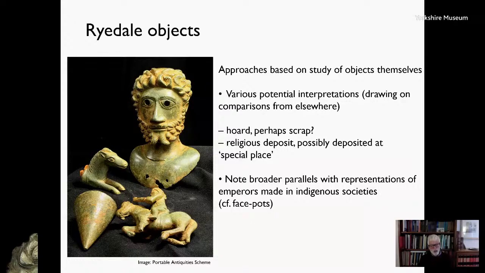And that is an aspect that, if I were setting a student to work on the Ryedale object, is a direction that I think is worth pursuing further. Why are emperors presented in this indigenous style in different materials, and how were they used?